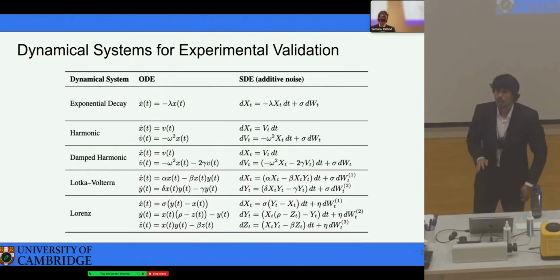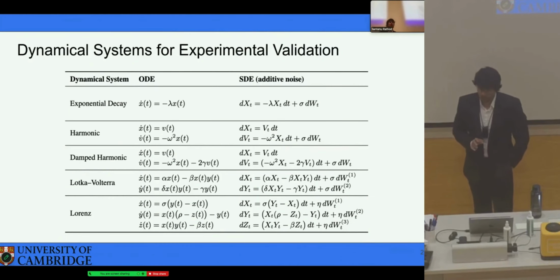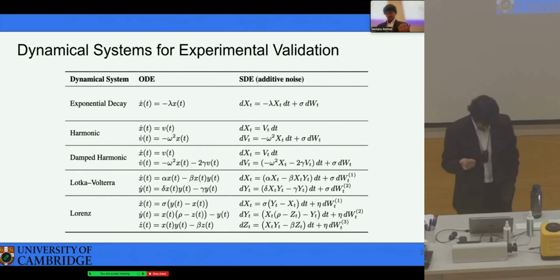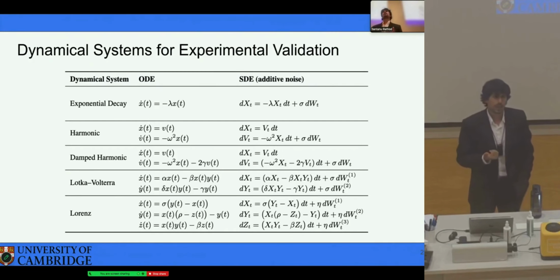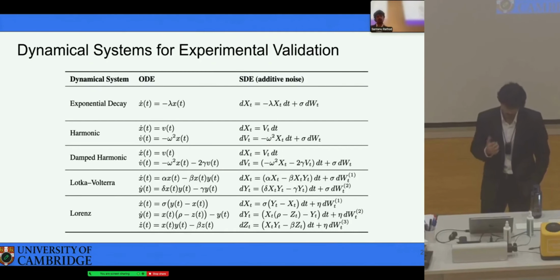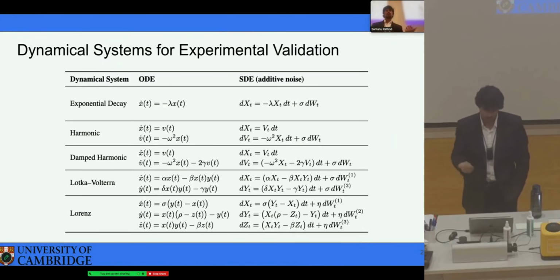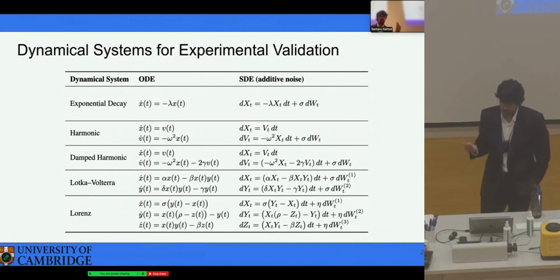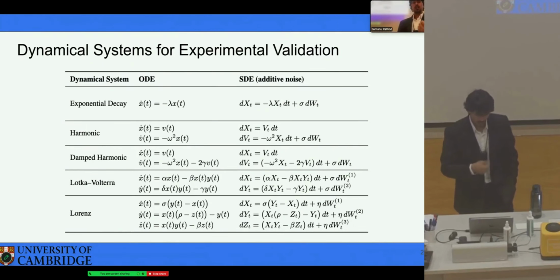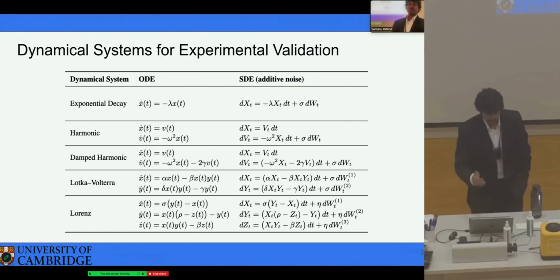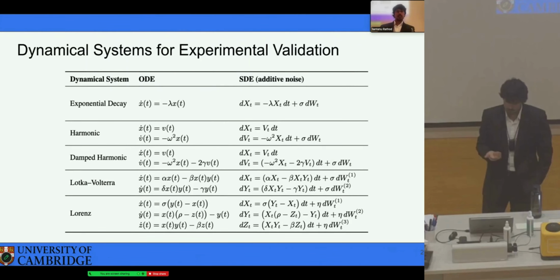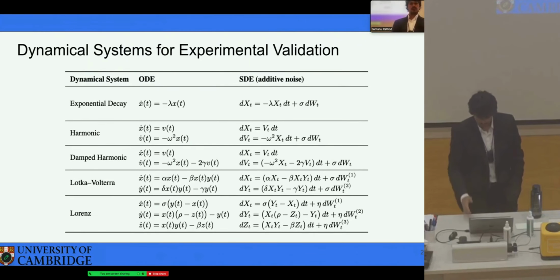So now that we've seen how we are going to use B-splines to construct these conditional probability paths for modeling both ODEs and SDEs, what do we test it on? We test it on a bunch of things, but starting with a set of dynamical systems that have both an ODE and an SDE equivalent: exponential decay, harmonic, damped harmonic, Lotka-Volterra, Lorenz.